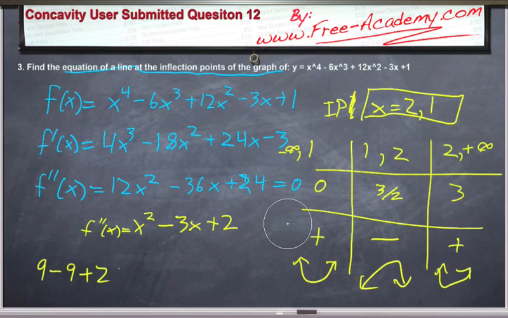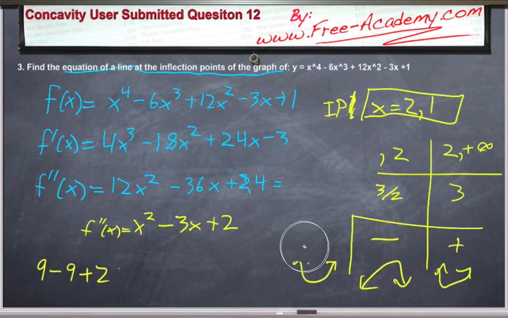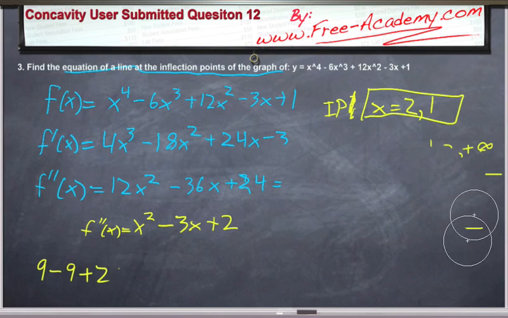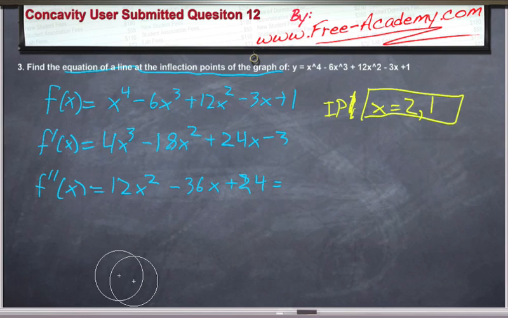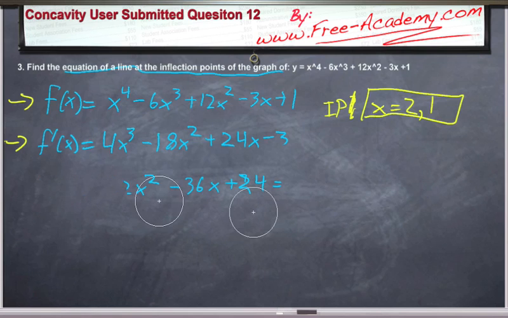So now that we found that the inflection points are at x equals 2 and 1, we need to go about determining the equation at those points. To do that, we're going to not only need a point, we're also going to need the slope. We can find the point from our function, and we can find the slope from the first derivative. So we're not going to need the second derivative anymore. Let's plug both x equals 1 and x equals 2 into our function to get our two different points. We'll start out with 1.